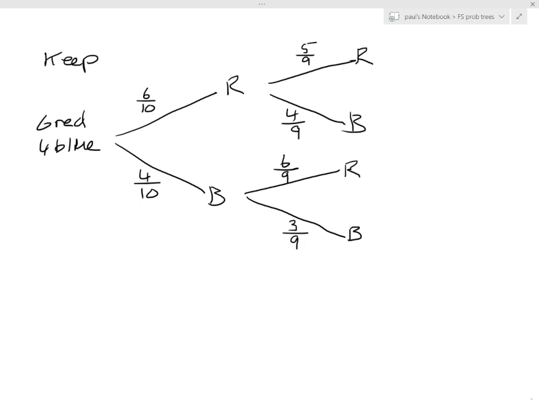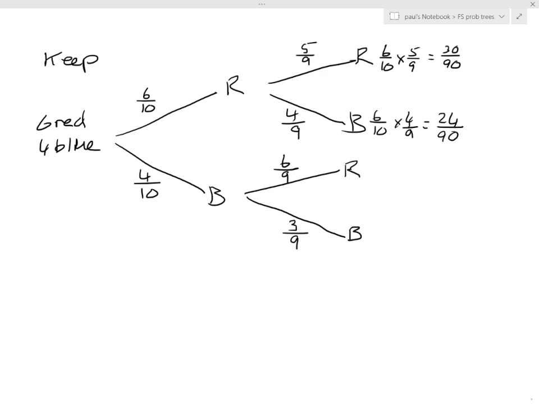6 reds, 4 blues, yeah? Okay, so what are we doing now? So we've got, to find the odds of a red, 6 out of 10 times 5 out of 9. 6 5s are 30 out of 90. This is 6 over 10 times 4 over 9. 4 6s are 24 out of 90.